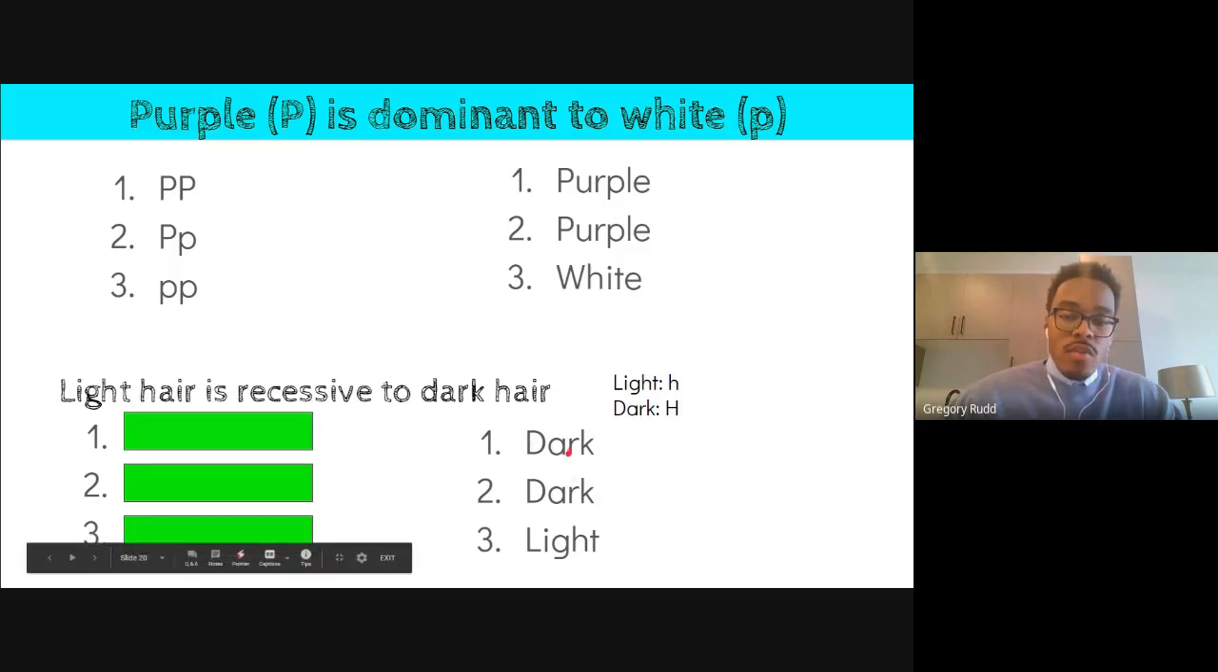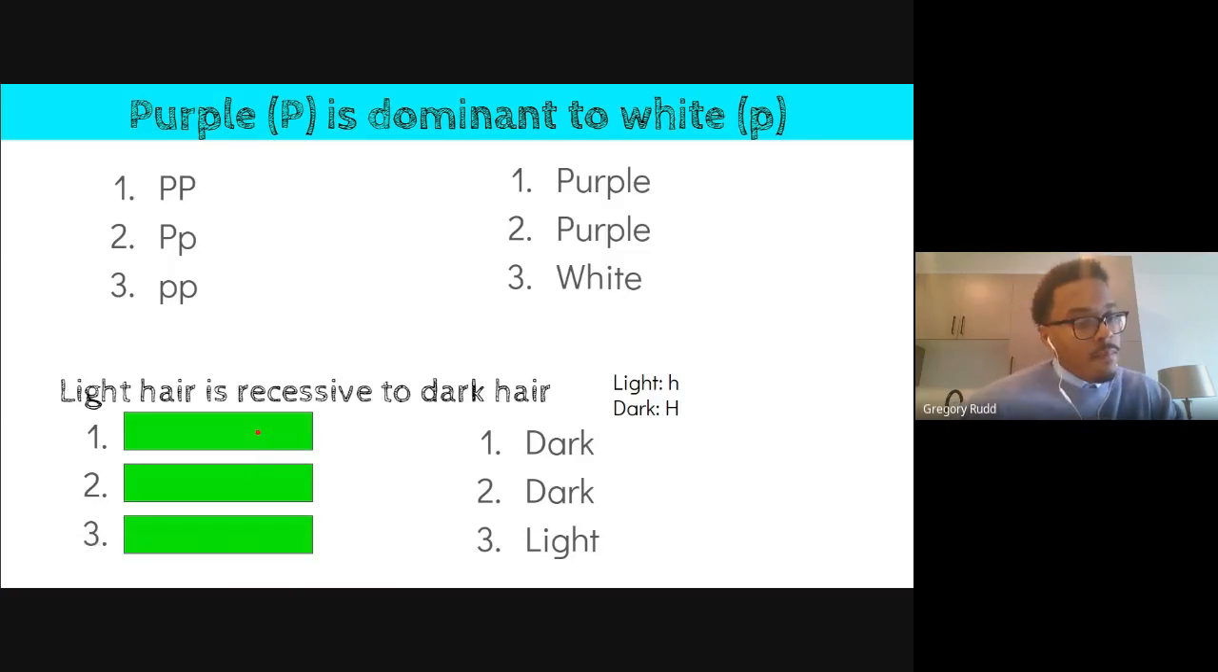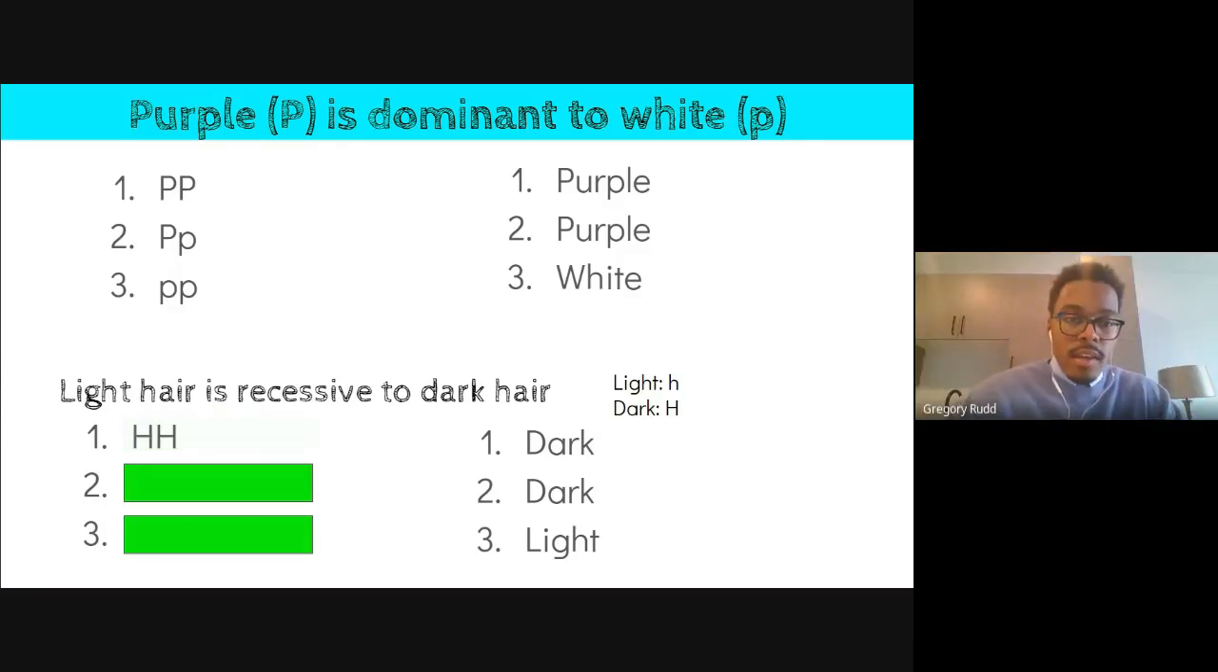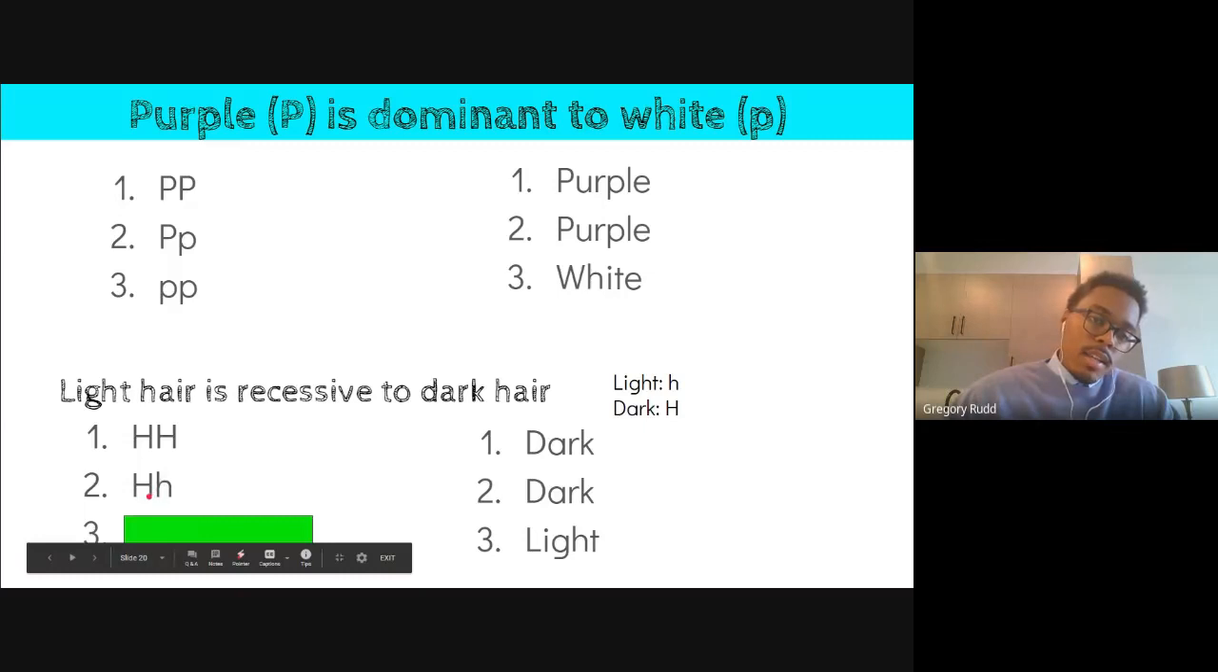If I have dark hair, then there are two ways for me to get that. I can have two different genotypes to give me dark hair. What are they? Capital H and lowercase h, or capital H and capital H. Excellent. I can have two capital H's, which is considered homozygous dominant. They're homo because they're the same, and they're both capital letters, so they're dominant. Or I could have heterozygous. Hetero means different. So one dominant allele and one recessive allele.